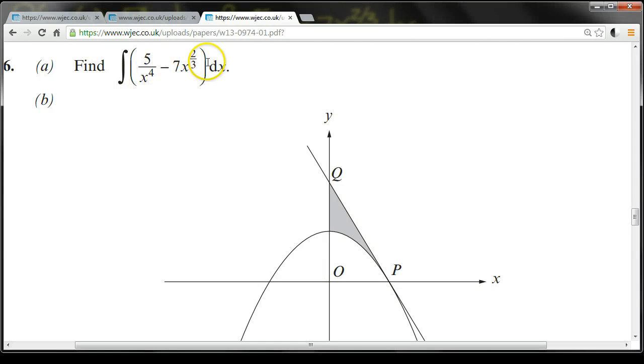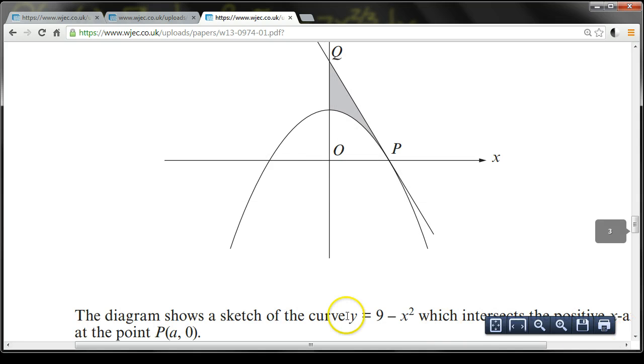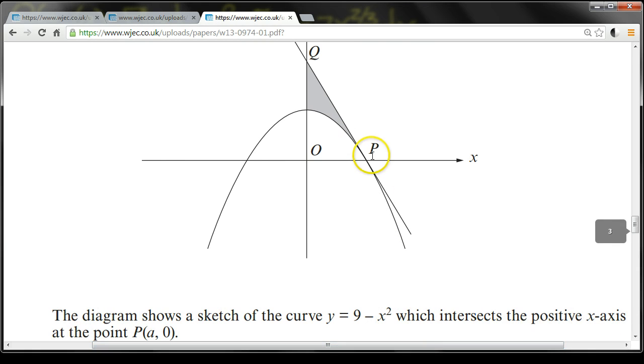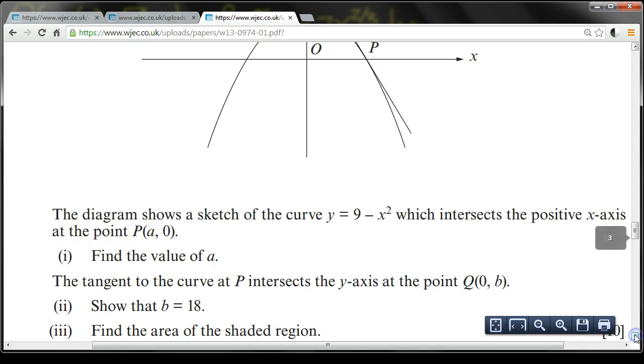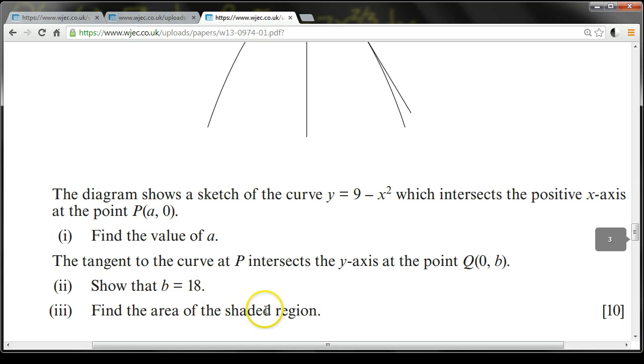Find this integral here, and part B, we've got this sketch. It says the diagram shows a sketch of the curve y equals 9 minus x squared, which intersects the positive x-axis at the point P, (A, 0). Find the value of A. The tangent to the curve at P intersects the y-axis at the point Q, so that's up there, (0, B). Show that B is 18, and find the area of the shaded region.